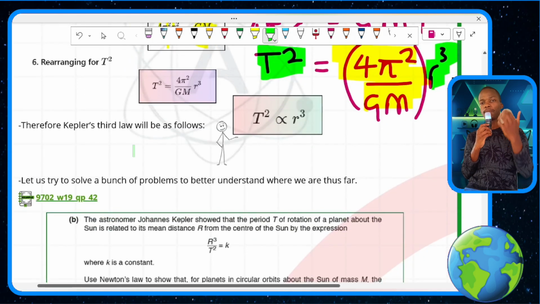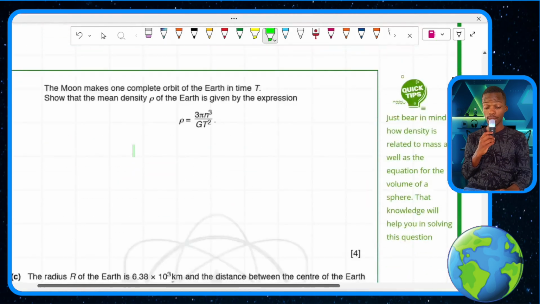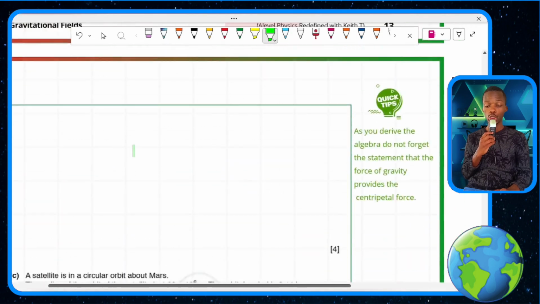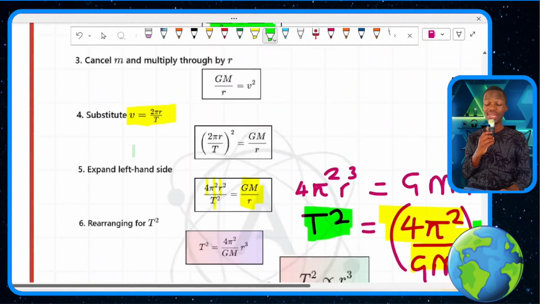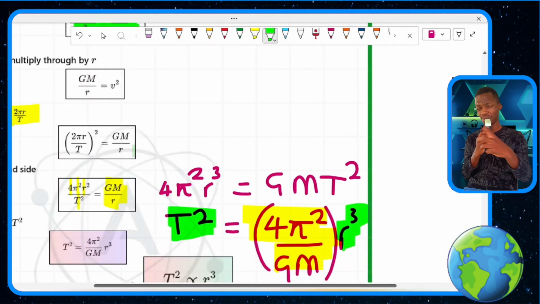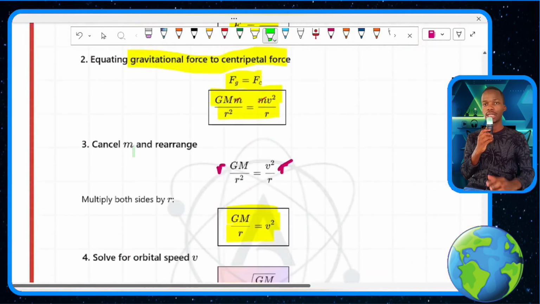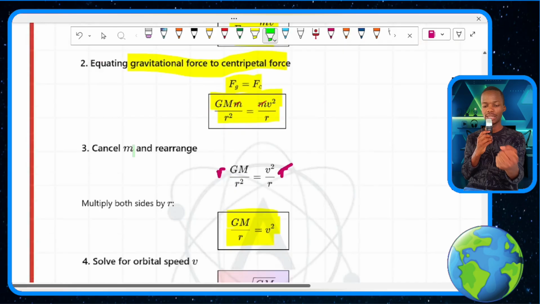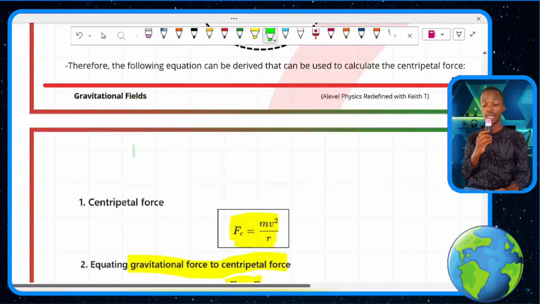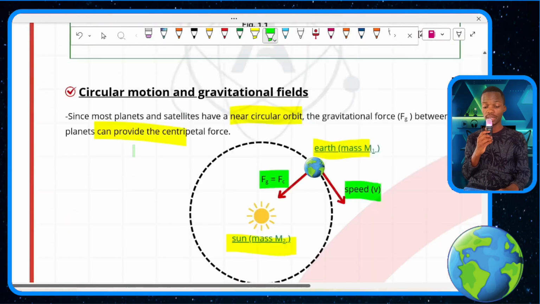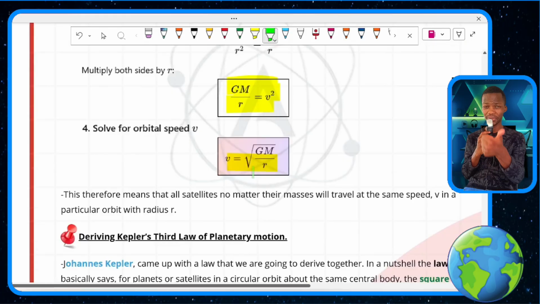So this is essentially what Kepler's third law is all about. Kepler's third law is about you understanding the relationship between the period, the time taken to complete one oscillation, and the radius of the orbit that you're in. And you need to understand that the gravitational force can provide the centripetal force, which is an important realization that we first started with, and derive this equation for orbital speed. You should also be able to derive the equation for the time period, the time taken for a satellite to orbit around Mars. But that will essentially be it.